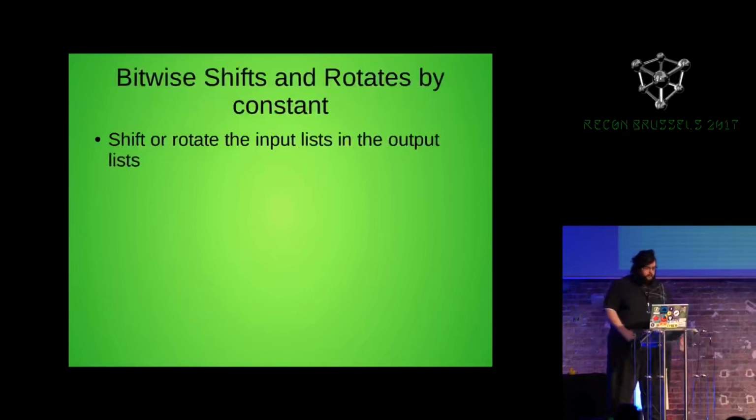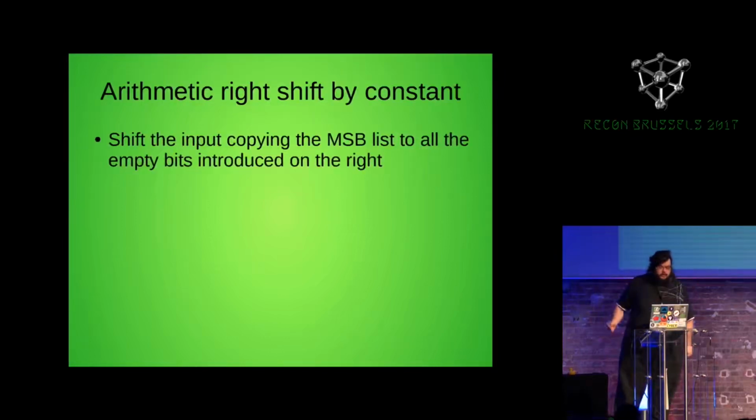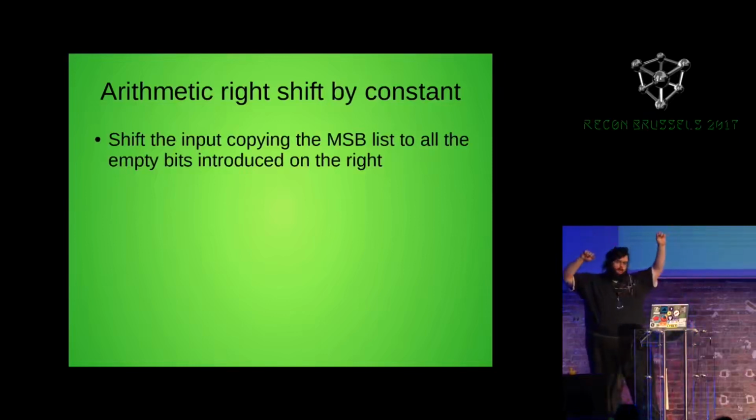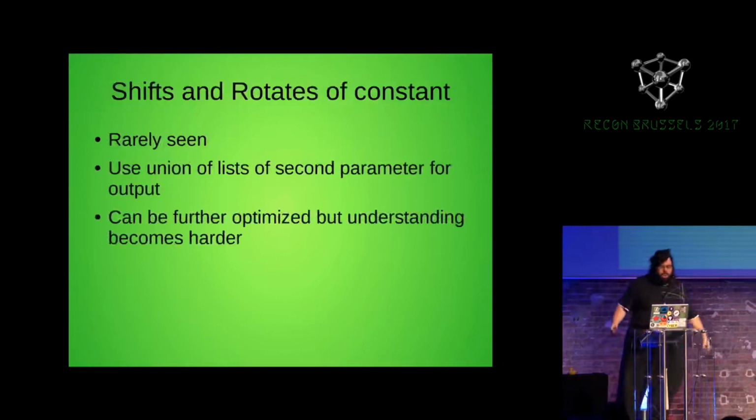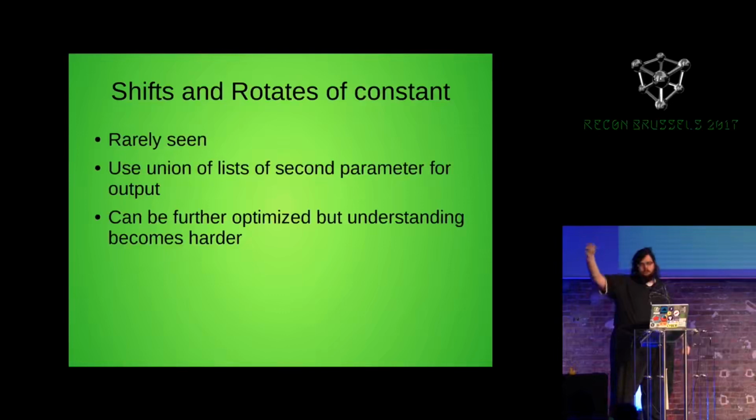Bitwise shifts and rotates, basically we just need to shift or rotate the inputs, which makes things a lot easier compared to our other approach. Arithmetic right shifts, we just have to move to the right and then copy the most significant bit contributor list to every single position that we have moved. Shifts and rotates of a constant are a lot harder, so for now we will just use the union of all the inputs for the second parameter.